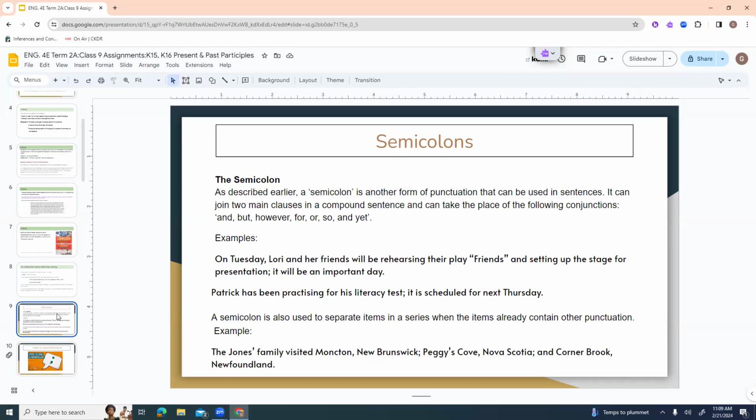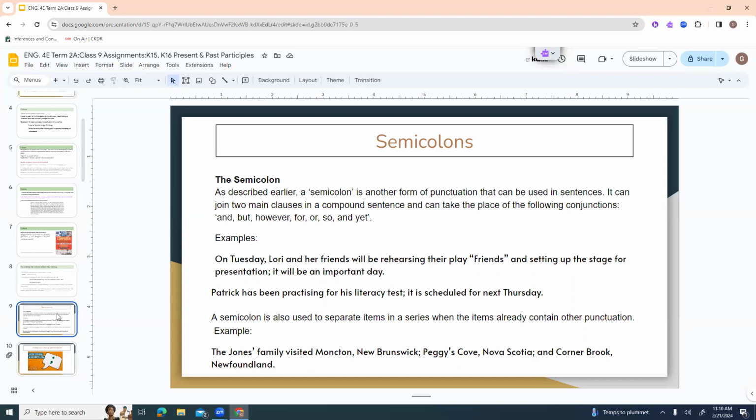So here are some examples. On Tuesday, Lori and her friends will be rehearsing their play, Friends, and setting up the stage for presentation; it will be an important day. Those are two separate sentences, but they're linked. So they've used a semicolon to link them. Patrick has been practicing for his literacy test; it is scheduled for next Tuesday.